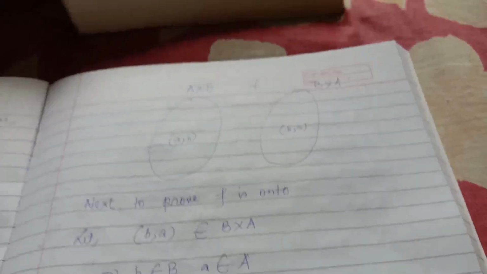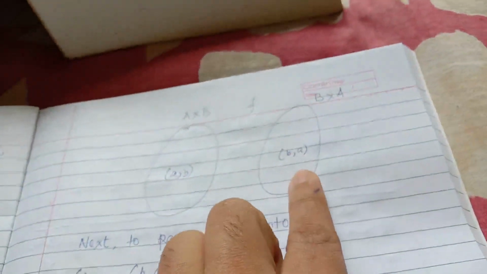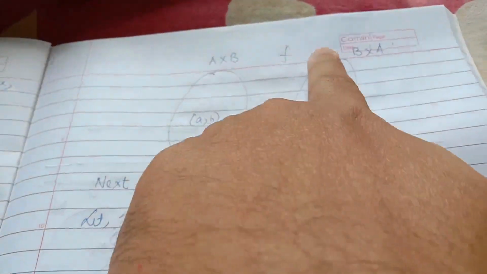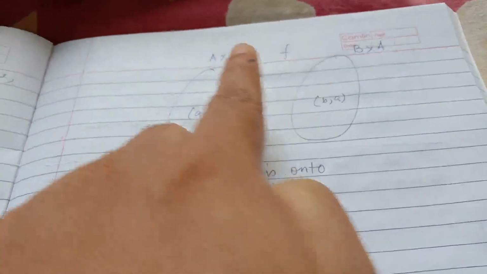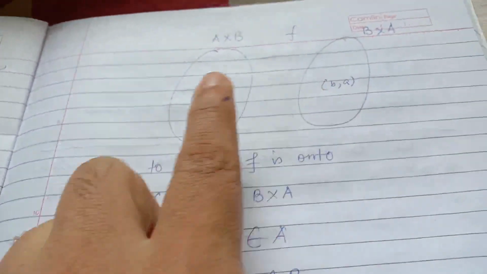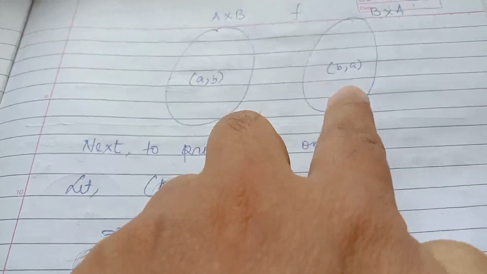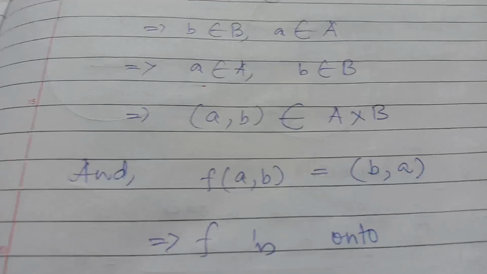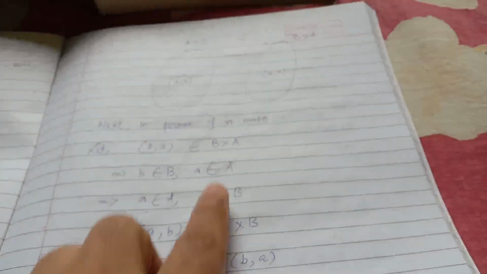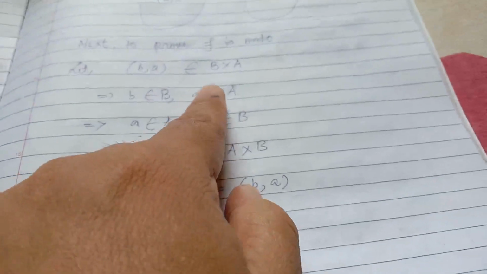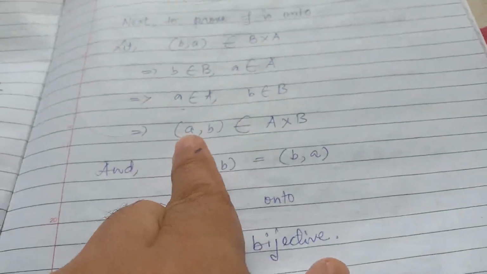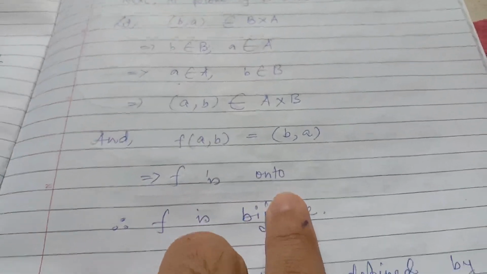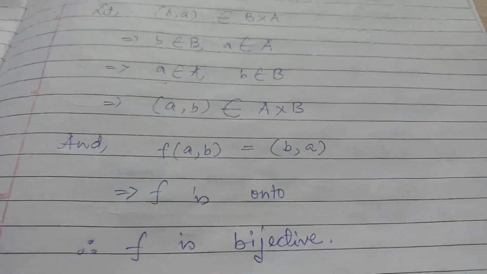So what we have proved, for any element (b, a) in this set, we will get (a, b) in this set with which this element is connected. As (b, a) is an arbitrary element, all the elements of this set are connected. That is, (3, 4) of this set is connected to (4, 3) of A cross B. If we take (5, 7), we will get (7, 5) here, with which (5, 7) is connected. So ultimately all the elements of B cross A are connected to some element of A cross B. We get (a, b) in the set A cross B, and f of (a, b) equal to (b, a). So f is onto. So what we have proved, f is both one-one and onto, and therefore f is bijective.